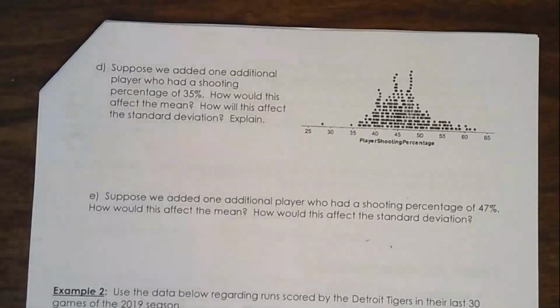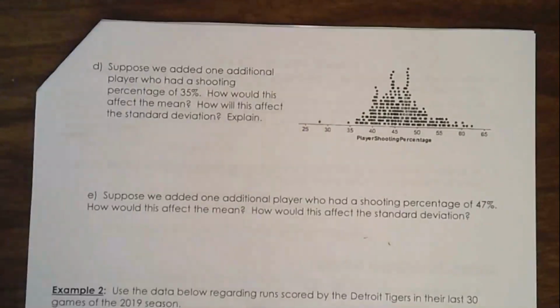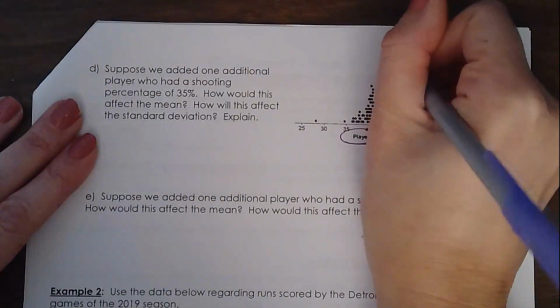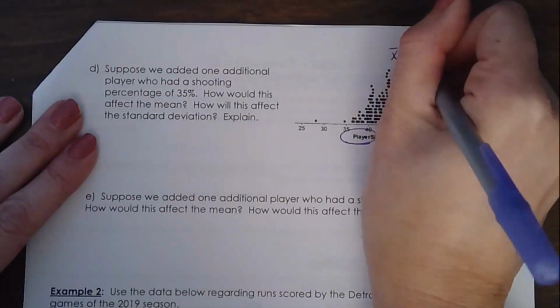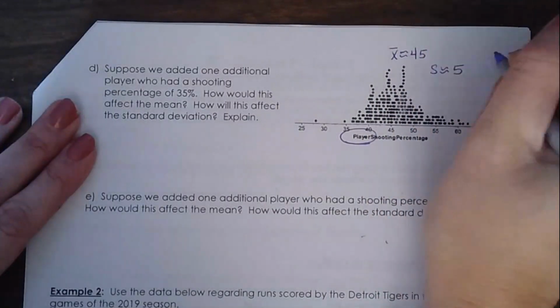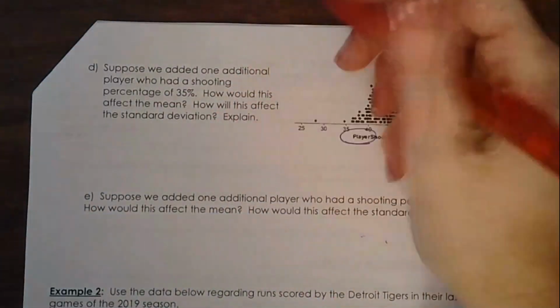So let's practice it. It says, suppose we added one additional player who had a shooting percentage of 35%. Remember, you guys, on the previous page, this is the player shooting distribution. So the mean was about 45, and the standard deviation was about 5. So we add one additional player at 35%.